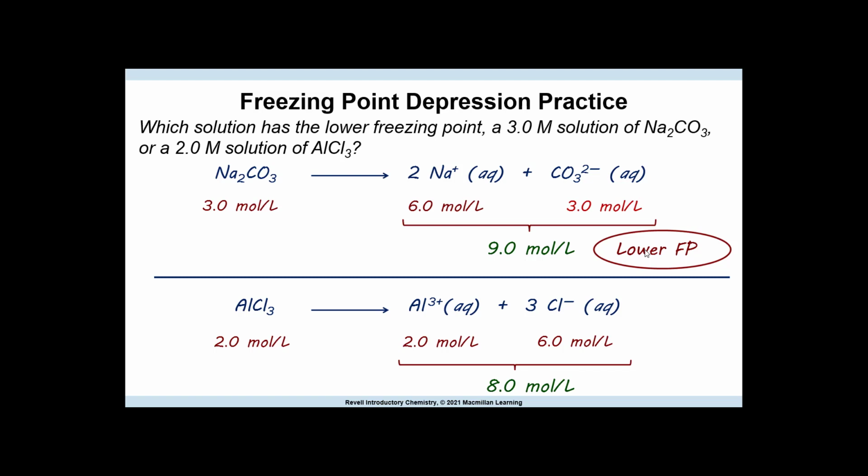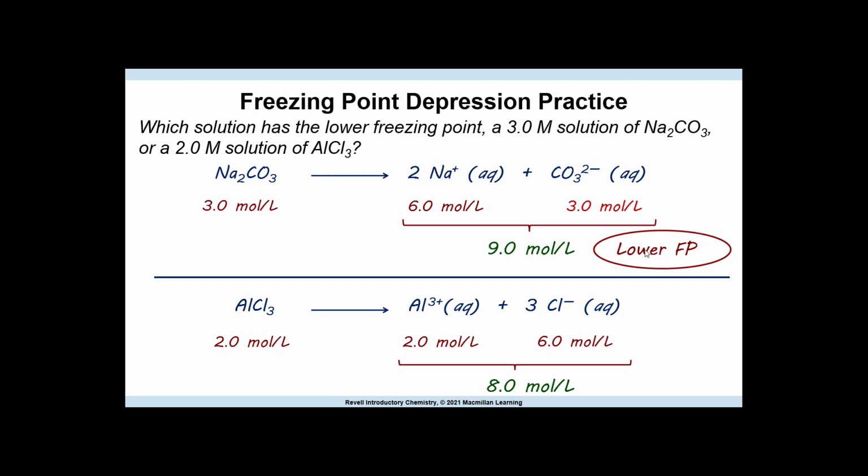Sodium carbonate dissociates to form 2 sodium ions and 1 carbonate ion. A sodium carbonate solution with a concentration of 3 moles per liter therefore dissociates to produce 6 moles of sodium ions and 3 moles of carbonate ions per liter. This is a total ion concentration of 9 moles per liter.